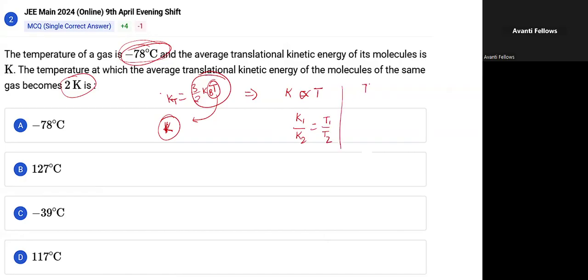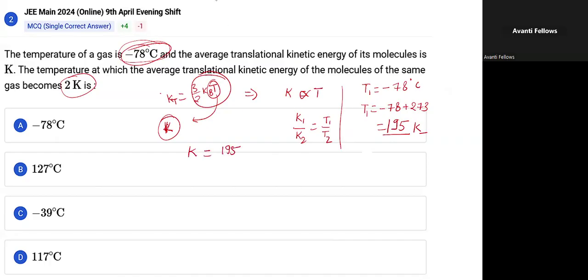Now T1 is given as minus 78 degrees Celsius. You have to convert it into Kelvin: minus 78 plus 273. If you calculate it, 13 minus 8 will become 5, 6 minus 7 will become 9, 16 minus 7 is 9, and it is 1. So this is coming out as 195 Kelvin.